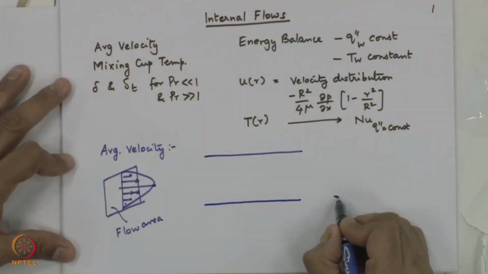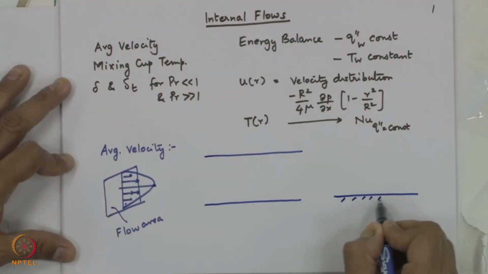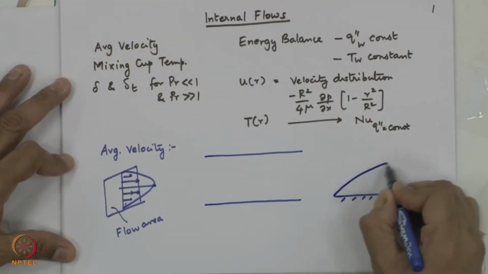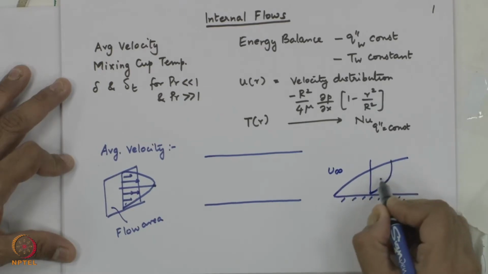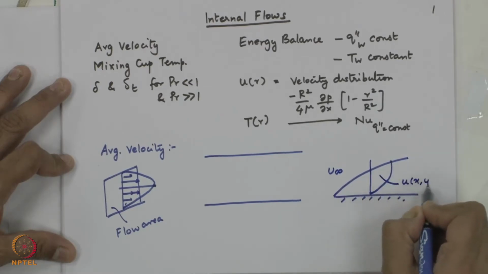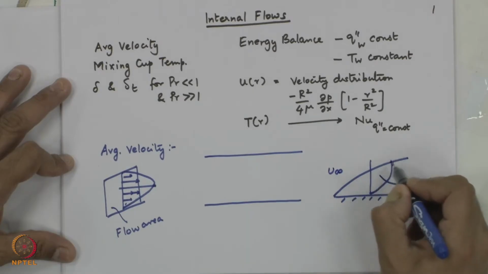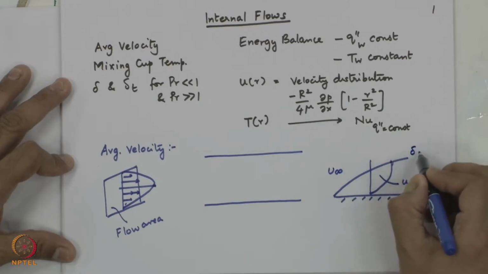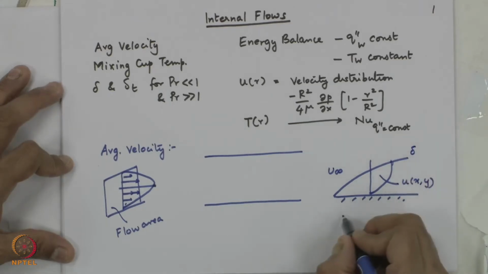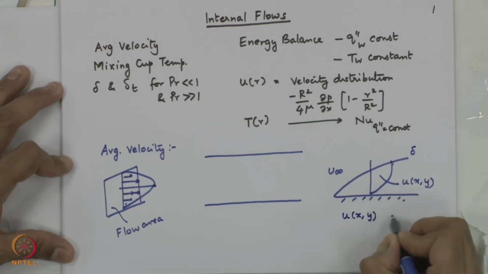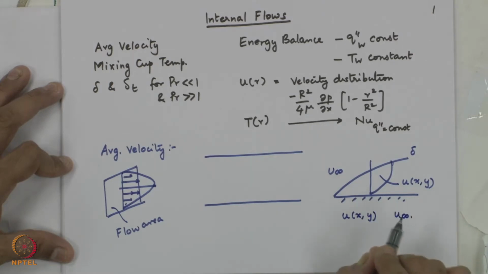Why do we need this definition of average velocity, and how and why is it important? See, in external flows, it is a good idea to just compare a little bit. In external flows, you had u infinity and then you had local u, which is a function of x comma y, and the boundary layer was defined such that your velocity was 99% of the free stream velocity. So, you had variables u of x comma y and u infinity in external flow.